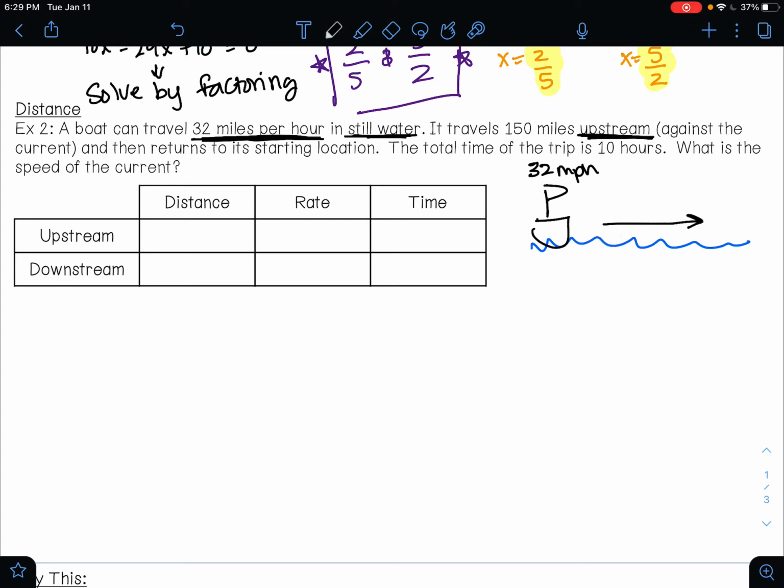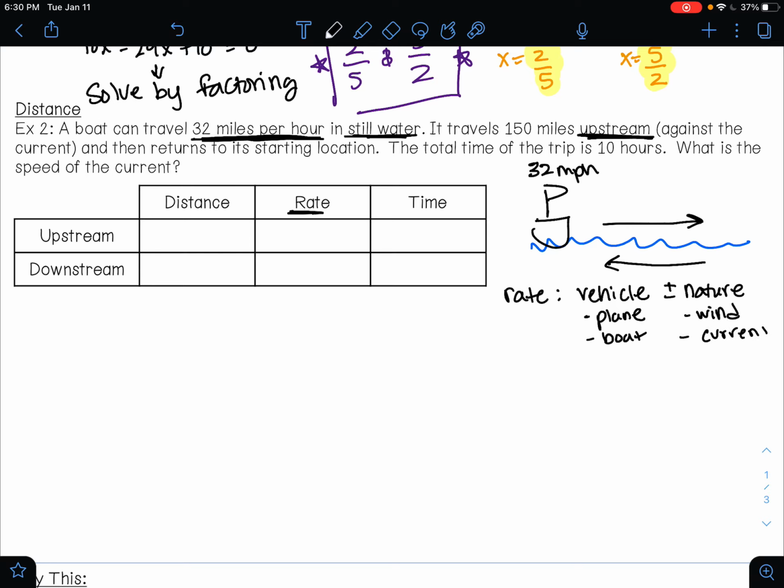When the boat returns, it's then going downstream. When it's going downstream, it's with the current. So the current is going to speed the boat up and make it go faster than 32 miles per hour. When we're talking about our rate in these situations, your rate will always be your vehicle, whether it's a boat or a plane, plus or minus nature. And nature will be your wind or your current. So the vehicle could be a plane or a boat, and nature could be wind or current, situations like that.